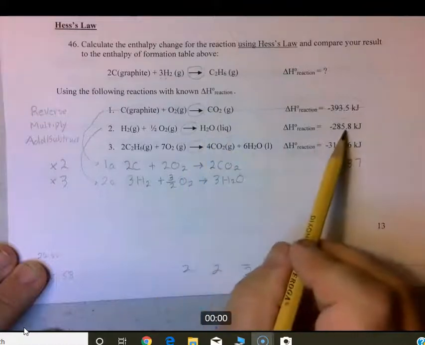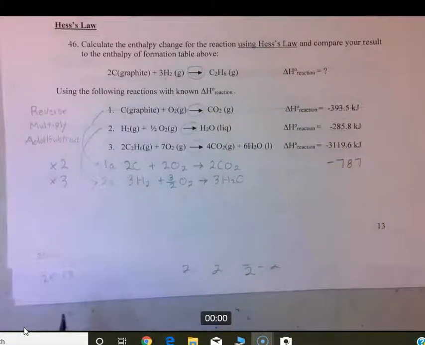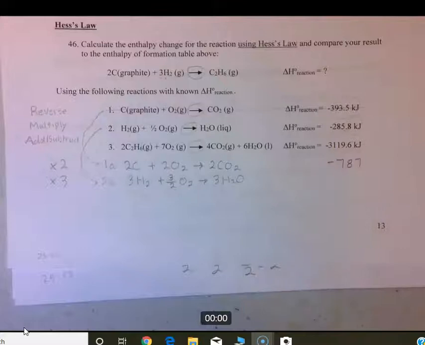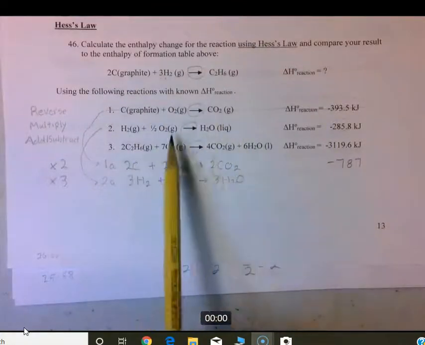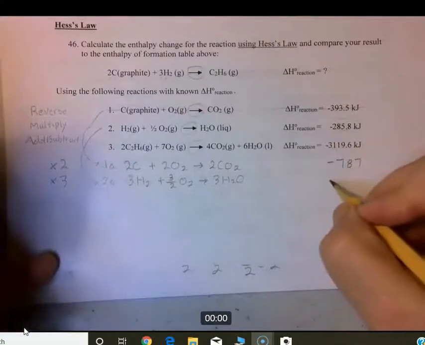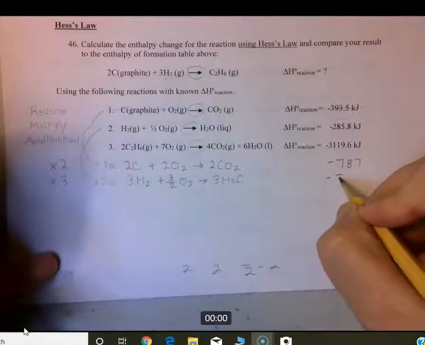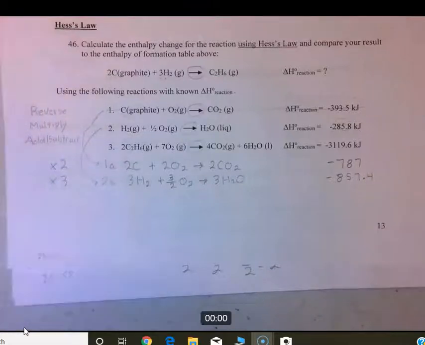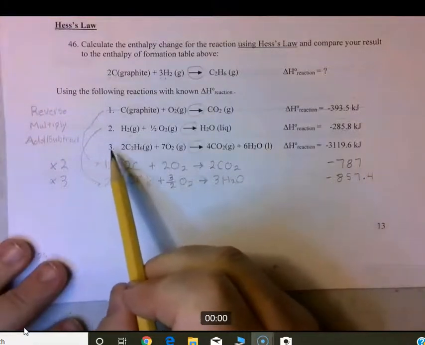And we're also going to multiply the enthalpy of reaction, which in these 2 cases is the enthalpy of formation, but it would be whatever normally the enthalpy of that reaction would be. Okay, and that's going to be 285.8 times 3, and that's going to give us negative 857.4. Okay, finally, the last one.